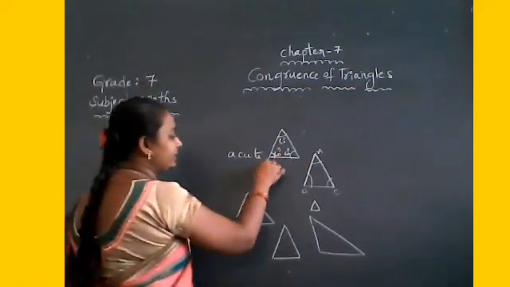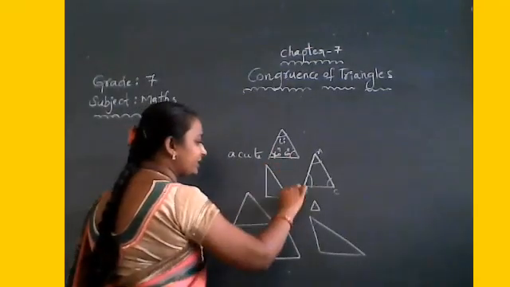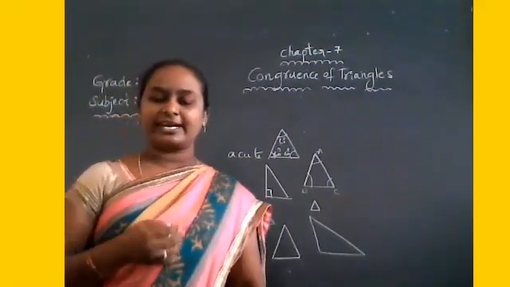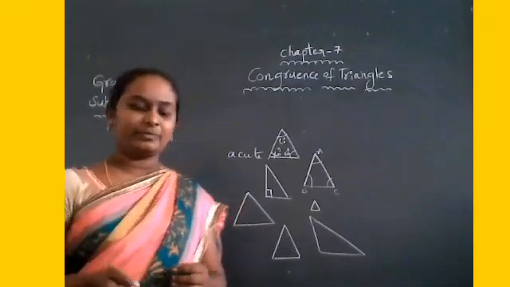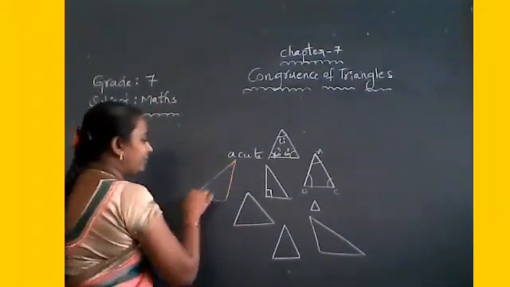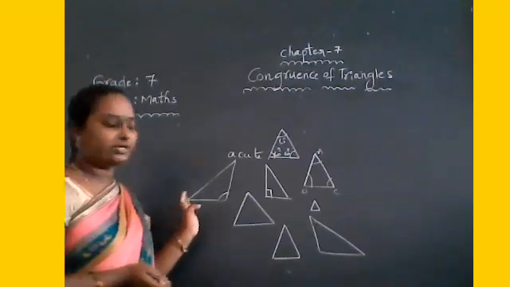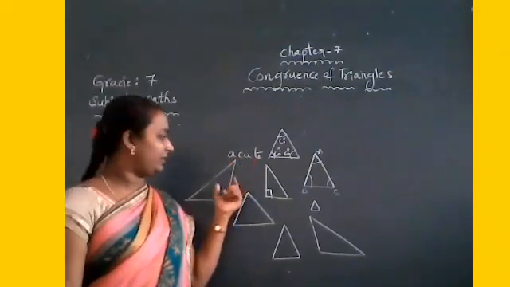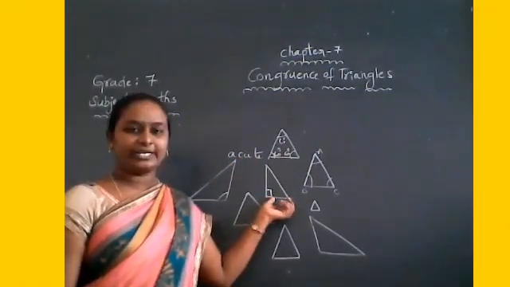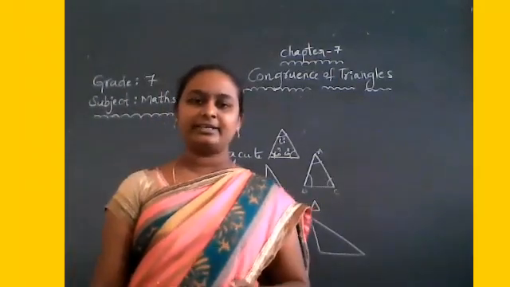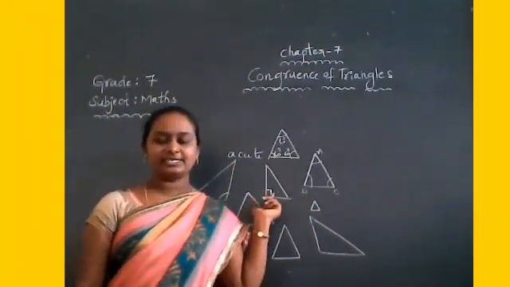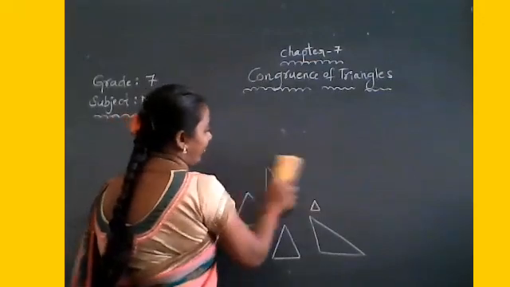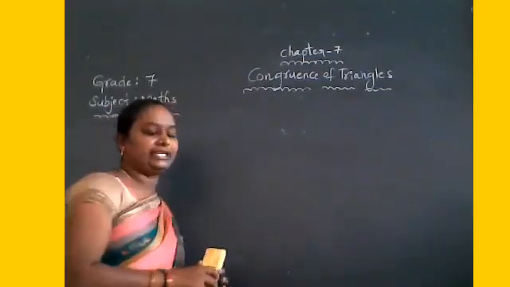If one of the angles is 90 degrees, such a triangle is called a right angled triangle. If one angle is more than 90 degrees, such triangles are called, very good, obtuse angled triangle. Based on the angles, the triangles are acute angled triangle, obtuse angled triangle, and right angled triangle. Right angle means exactly one of the angles is 90 degrees. So up to now we have seen the types of triangles and how they are classified.